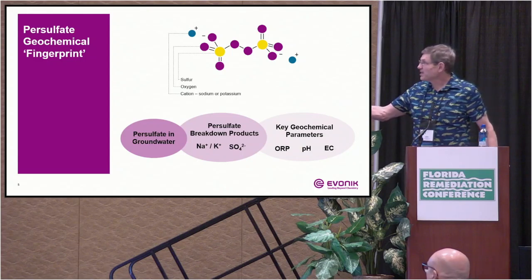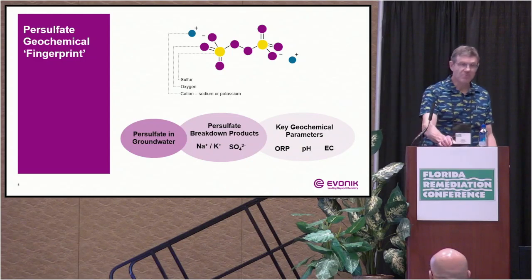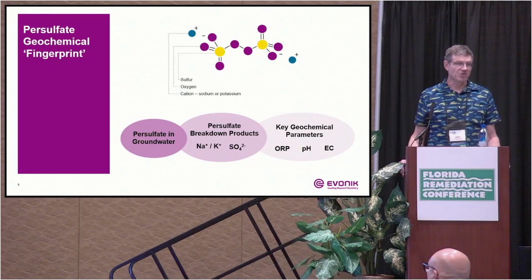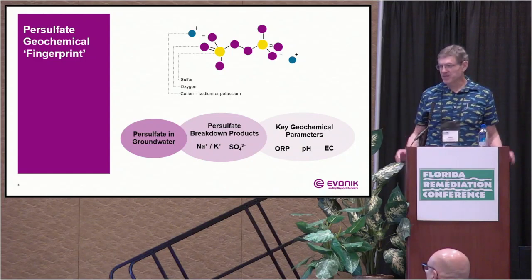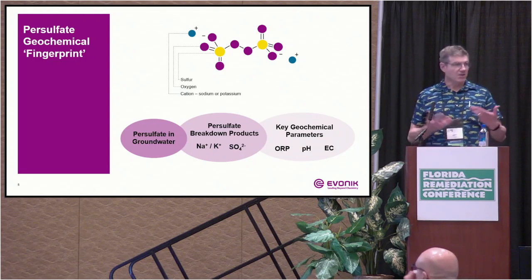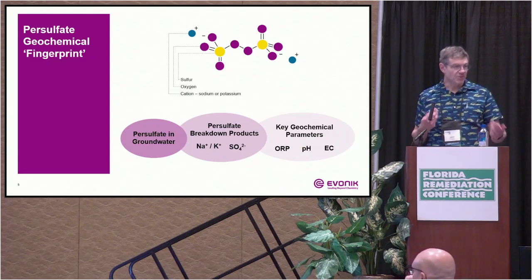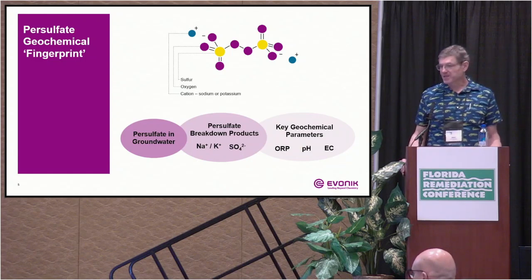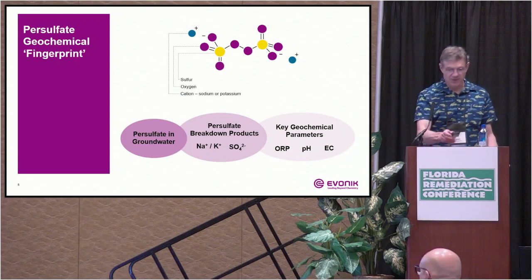The oxygen-oxygen bond is what makes it a peroxygen or a persulfate. It's a very unstable bond in general. So that's where the energy is stored. So if you've got persulfate in groundwater, it ultimately breaks down to either the sodium or potassium cation plus the sulfate, and then you have ORP, pH, and conductivity, which I'll talk a little bit about.